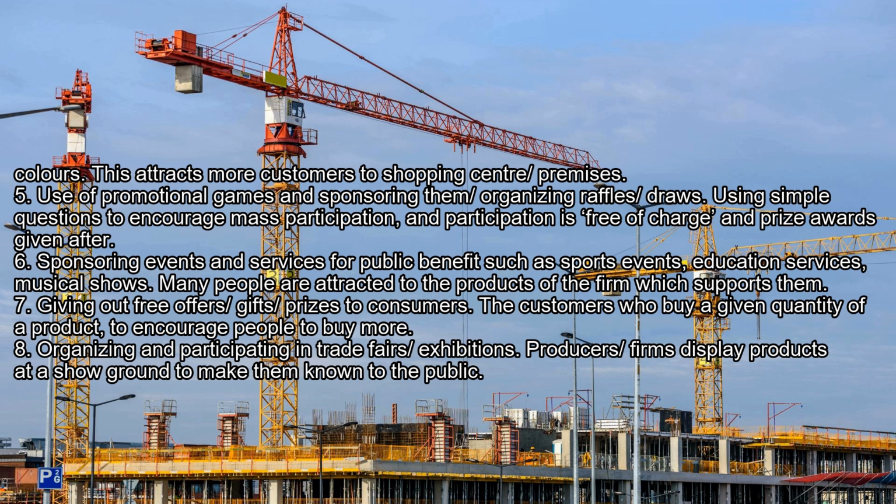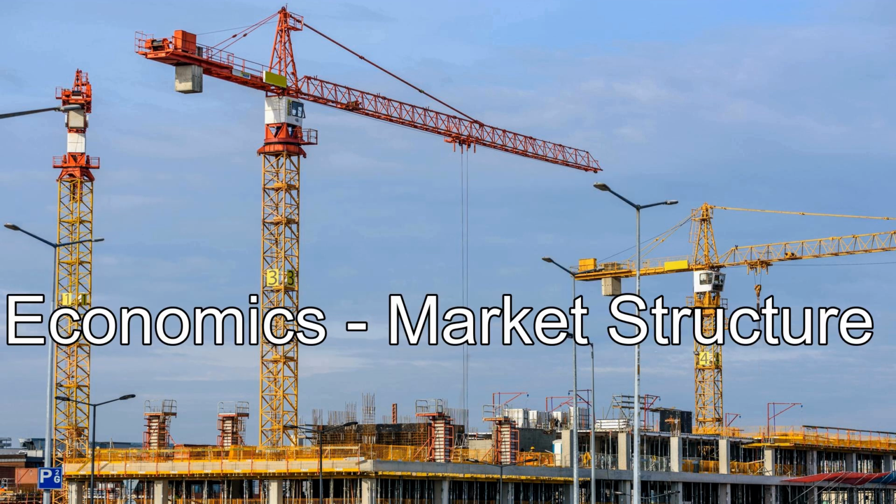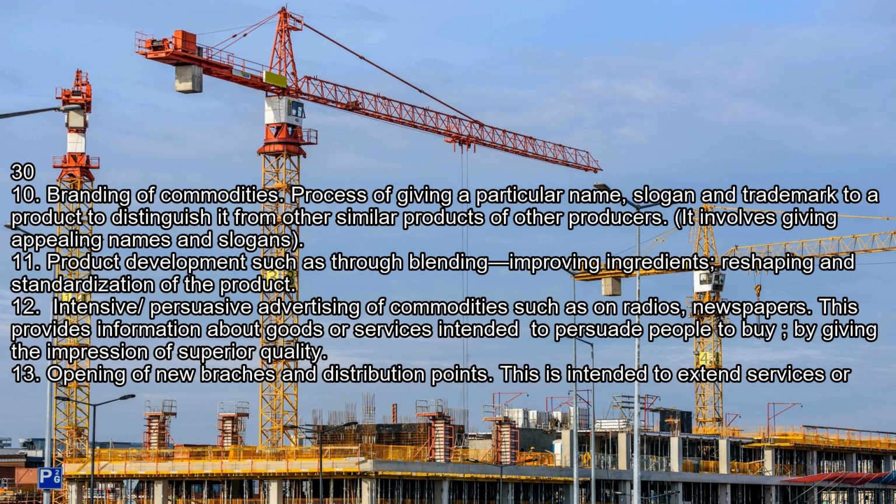Producers and firms display products at show grounds to make them known to the public. Economics market structure. 10. Branding of commodities. This is the process of giving a particular name, slogan and trademark to a product to distinguish it from other similar products of other producers. It involves giving appealing names and slogans.